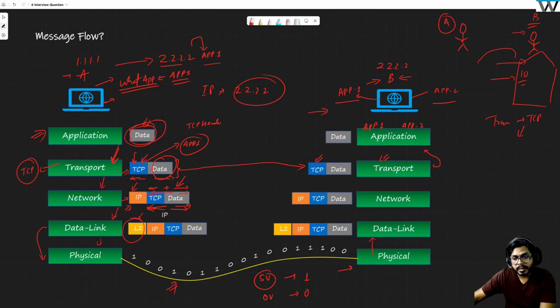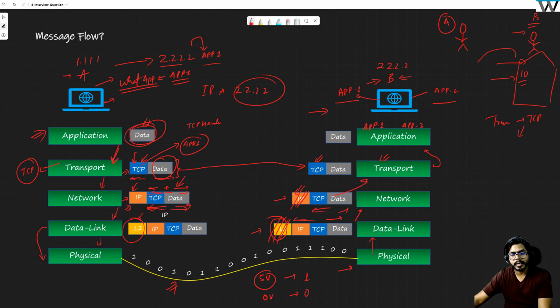And once the data link layer gets it, it sees the L2 header. It sees, okay, the destination MAC address is mine. If the destination MAC address is mine, this frame is for me, right? And then it removes this header, and whatever is remaining, it transfers to the network layer. The network layer is going to check the IP header, because it can only understand the IP header, right? It sees, okay, the destination IP address is mine. It is going to remove it, and whatever is inside it, it is going to deliver to the transport layer.